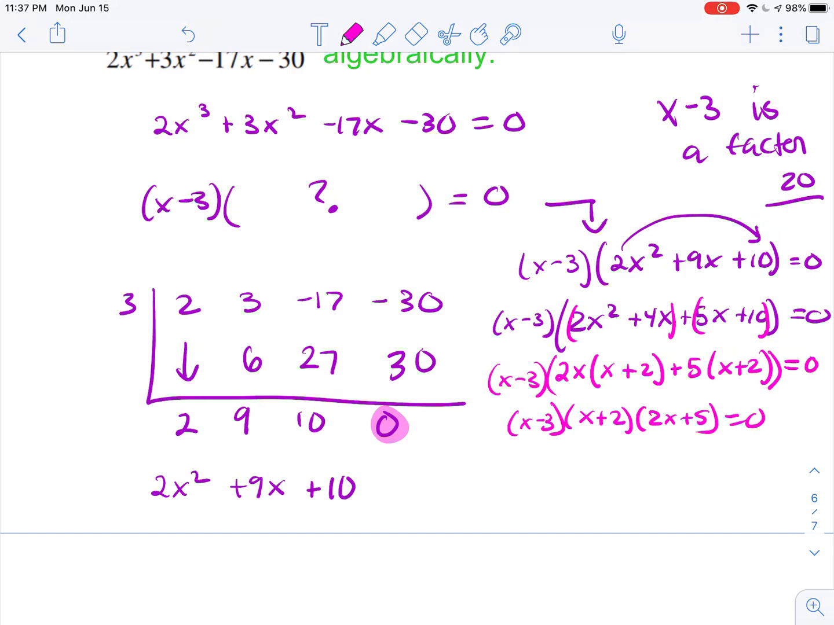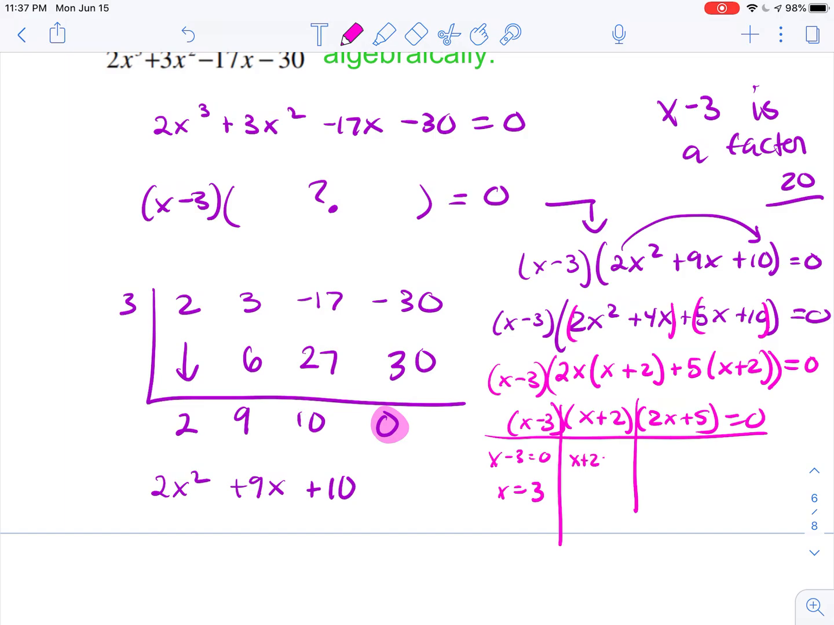Even though it wasn't initially factorable, we were able to use the remainder theorem to make it factorable. And then we can find our zeros. Now, x minus 3 equals 0. It shouldn't be a surprise that we find that x equals 3 is a zero, because we know x minus 3 is a factor.